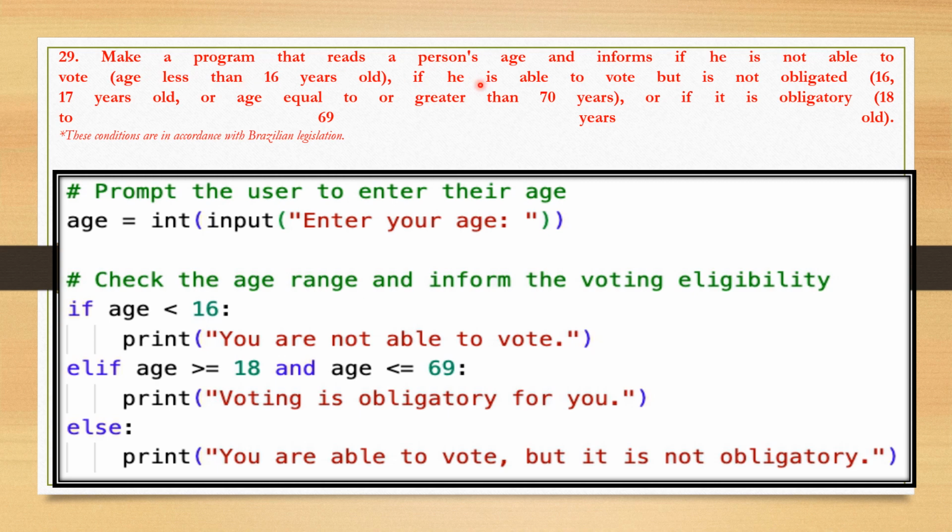The next program is to read the person's age and inform if he is not able to vote, that is, less than 16 years old, or if he is able to vote but it is not obligatory, or if he is obligated to vote. So here we will first prompt the user to enter the age, check if it is less than 16, and print you are not able to vote. If it lies between 18 and 69, voting is obligatory, else voting is not obligatory. And this age criteria is in accordance with the Brazilian legislation.